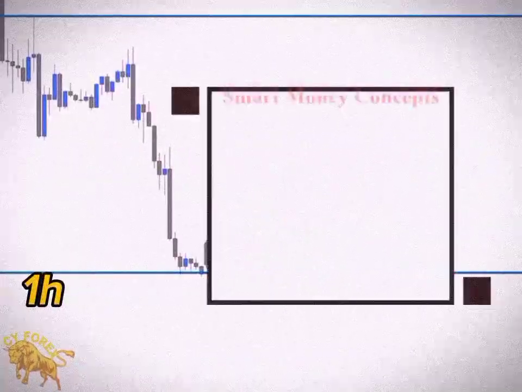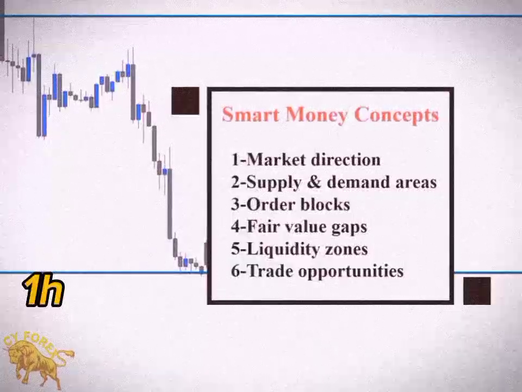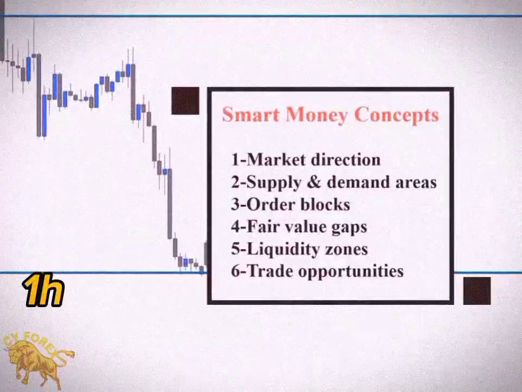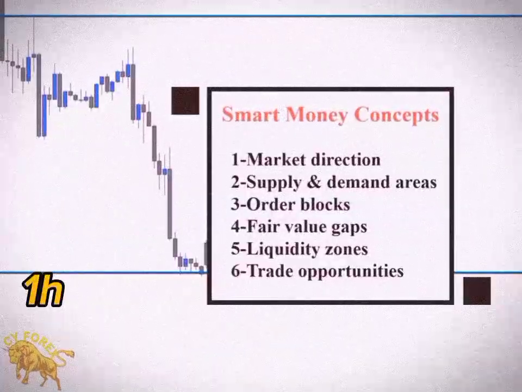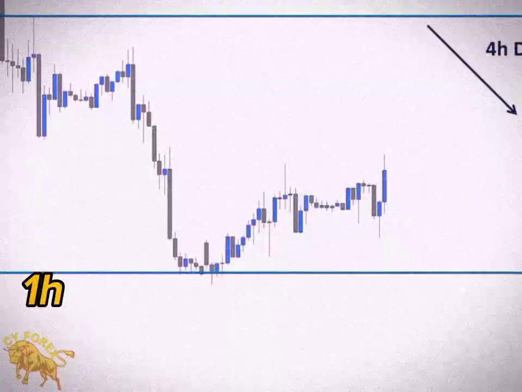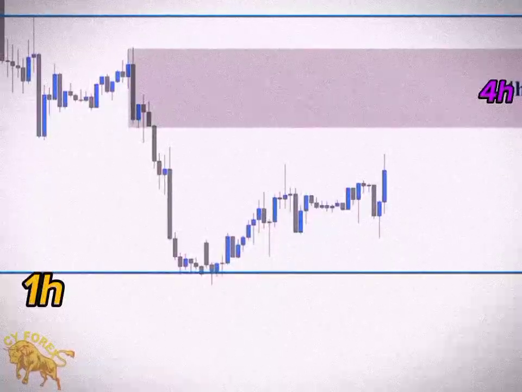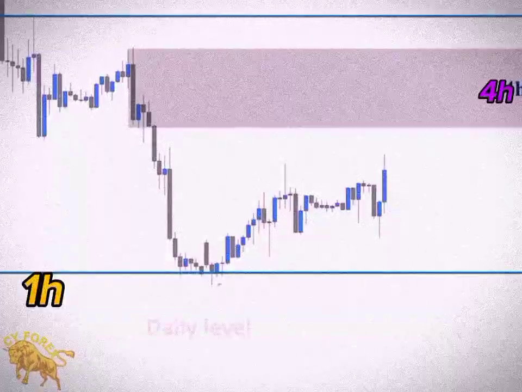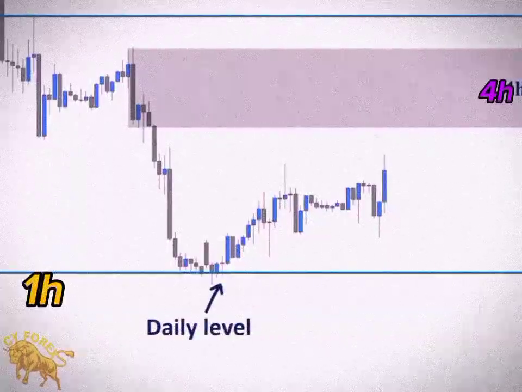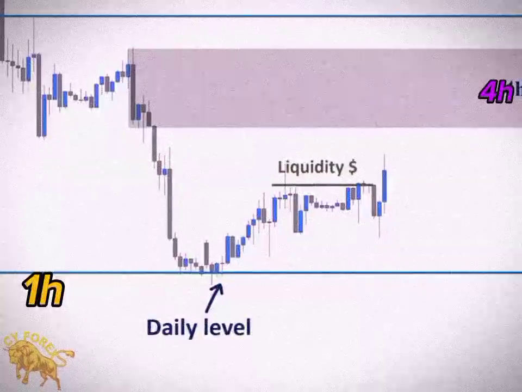Once again, we fully apply smart money concepts, including identifying market direction, supply and demand areas, order blocks, fair value gaps, liquidity zones, and possible trade opportunities. We know that higher timeframe directional bias is bearish, and we expect the price to get rejected from the 4 hours timeframe order block. After mitigating this daily zone, the market is making a deep retracement and creating liquidity zones before reaching the 4 hours order block, which is another confirmation.